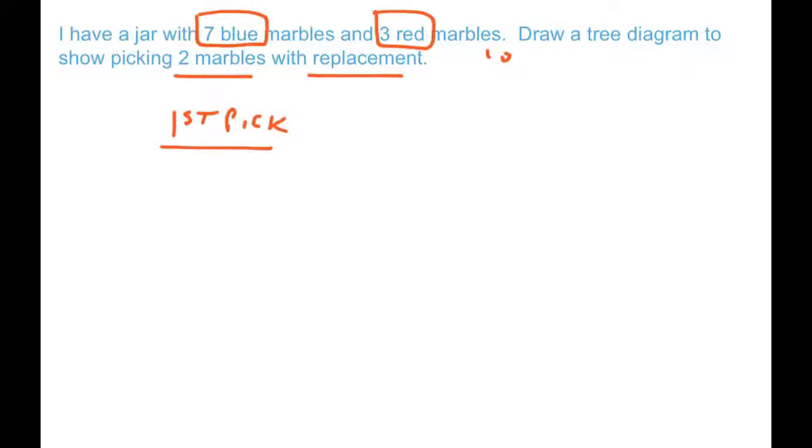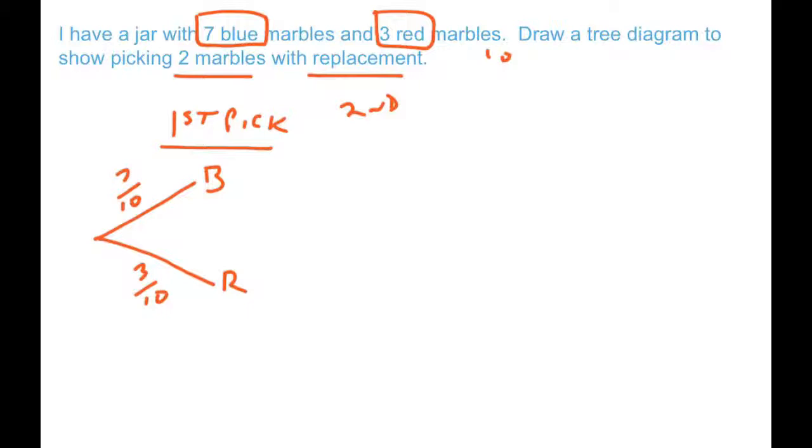and when I do my first pick, well, there's only 2 things that could happen. I could either pick a blue marble or a red marble, so I'm going to use B for blue or R for red. Alright, I have 7 blue marbles and 10 altogether, so the probability that I choose a blue marble is 7/10, and I'm going to put that right on the branch. Red is 3 out of 10, so I'm going to put that on the red branch. Alright, that's our first pick.